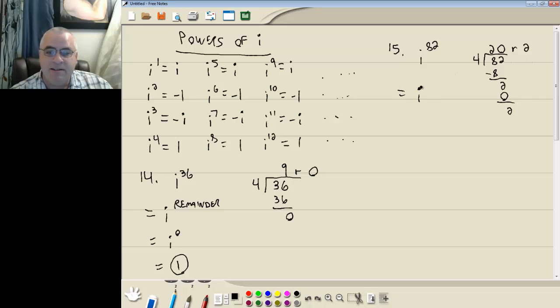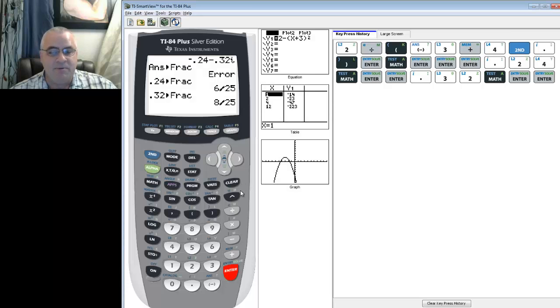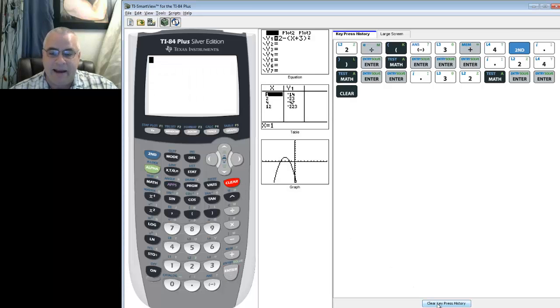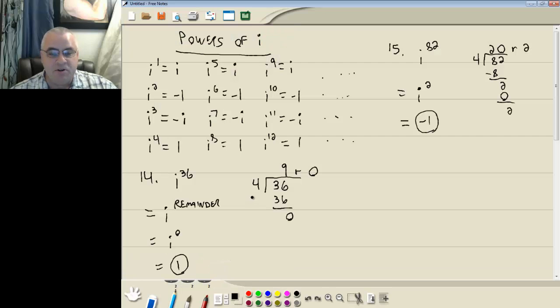So we can rewrite this as i to the second power, which is in our table. It's equal to negative 1. So that's our answer. Now some of these you can do on your calculator. I've shown a couple here by hand, so let's go back and do them on the calculator just to see what happens. Kind of leery of the calculator since that one didn't work when it should have.